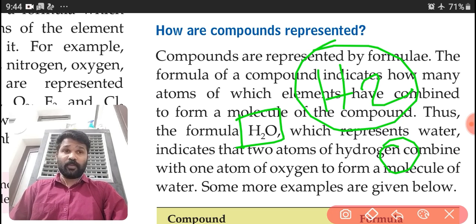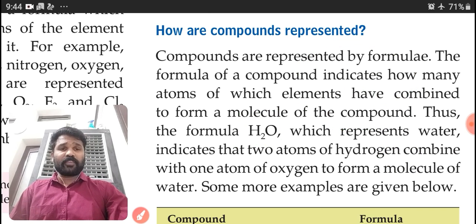Okay, students, you understood now? How many atoms of the particular elements combine in a compound, that is what the formula represents. Now some more examples are given below.